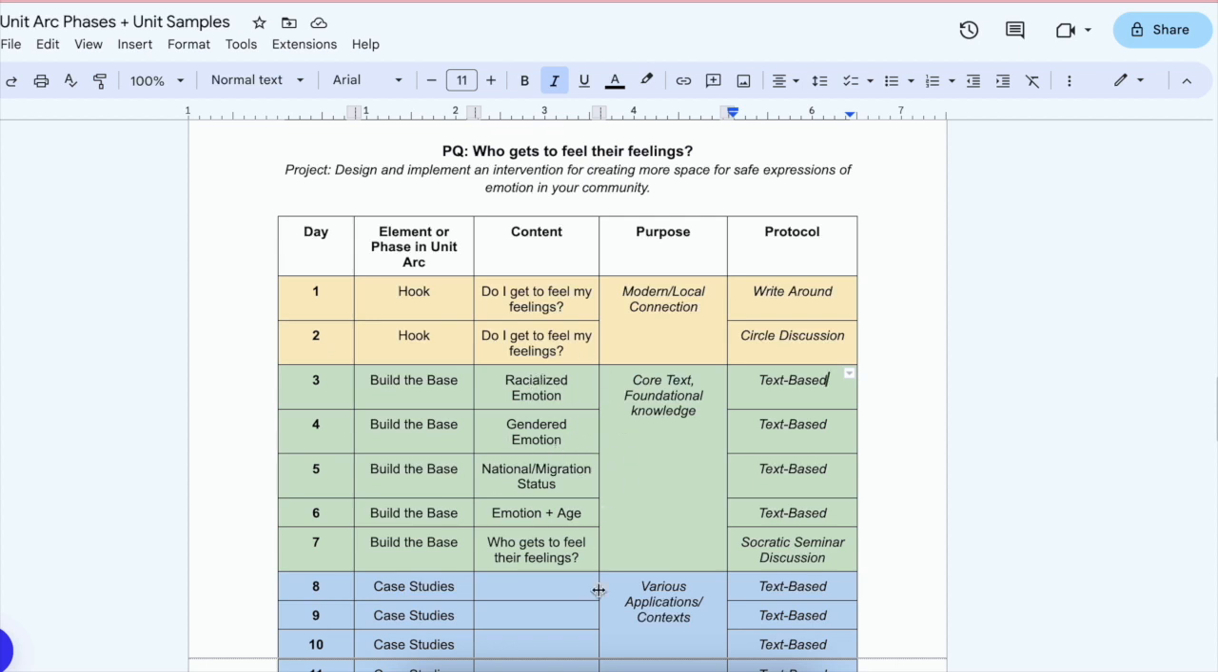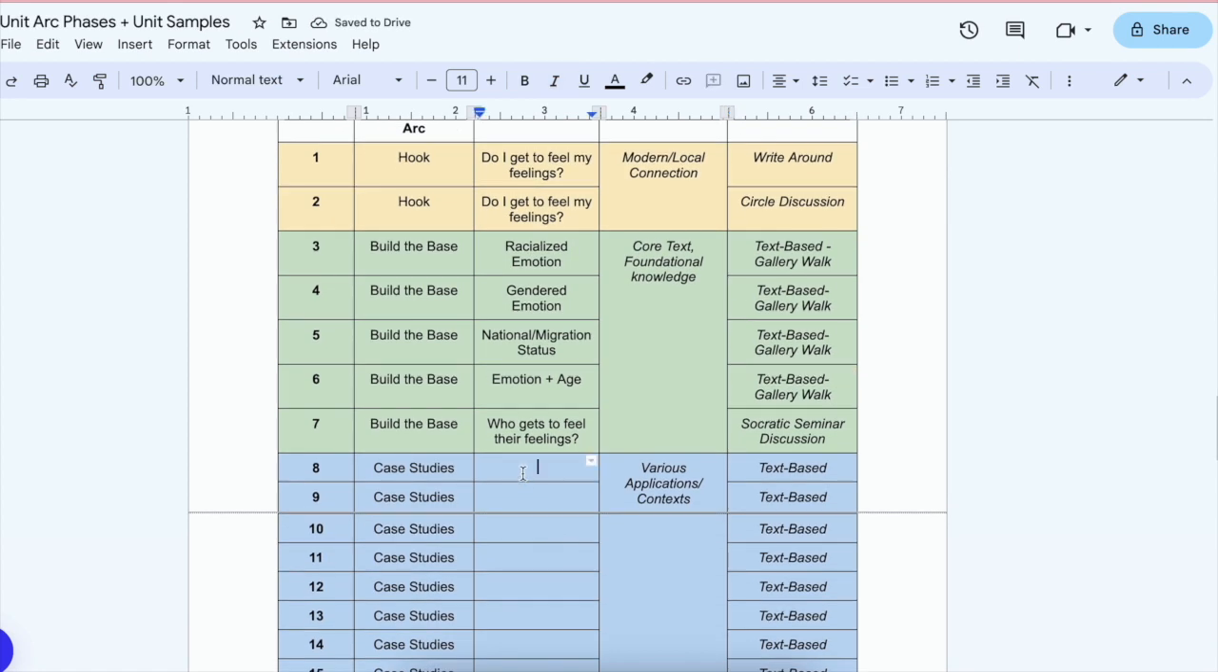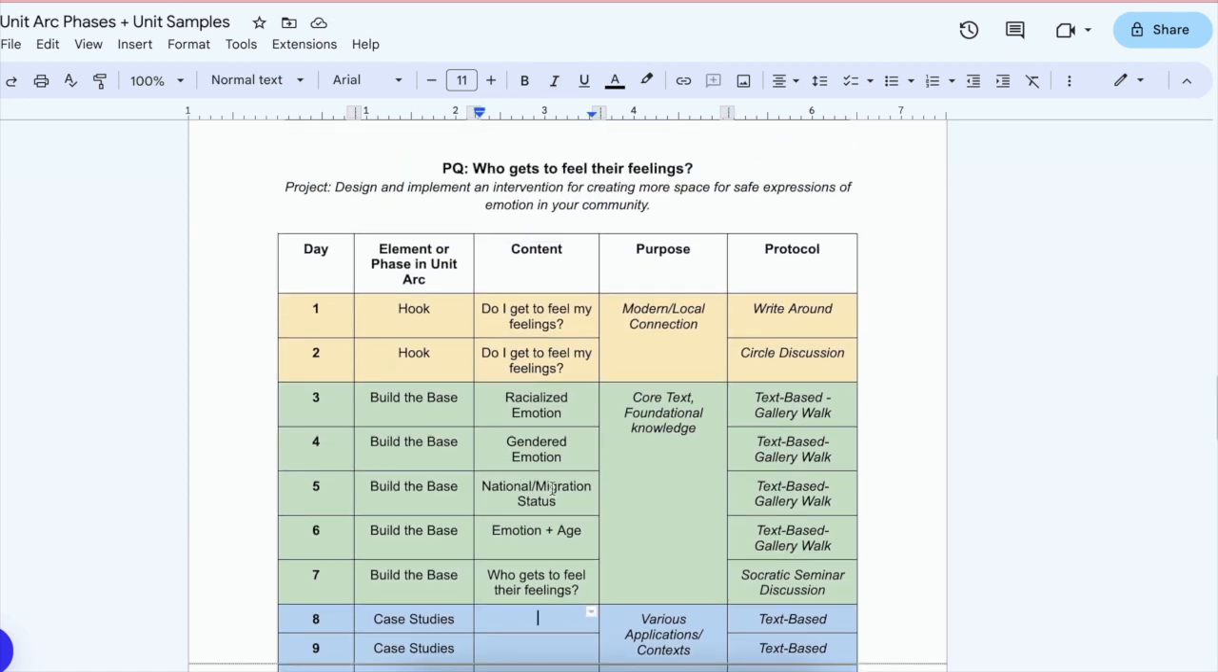So we would use a text or a graph of data or quotes from people who have experienced oppression based on their expression of emotion, that kind of thing. And we would do a little gallery walk perhaps each day. I think that would be really cool for honestly all of them, because there's so much here. You might even have to double this time and do 2 days for each of these categories. So we have who gets to feel their feelings.